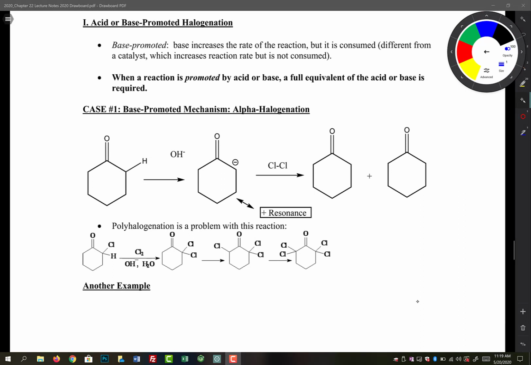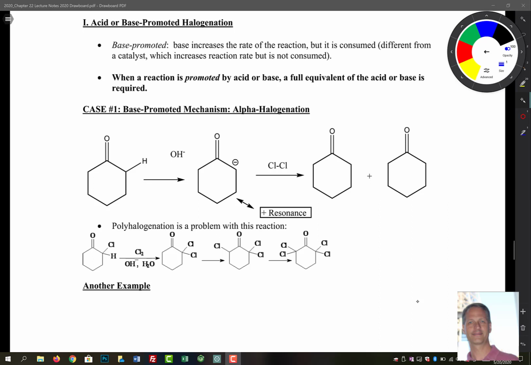This is an interesting reaction. It's a base-promoted reaction. The base increases the rate of the reaction, but it's consumed, different from a catalyst. Remember, a catalyst increases the rate but is not consumed. When a reaction is promoted by an ester base, a full equivalent of the ester base is required.